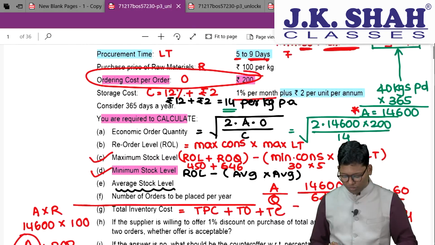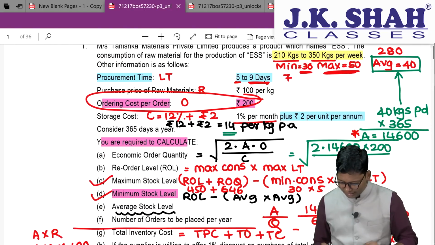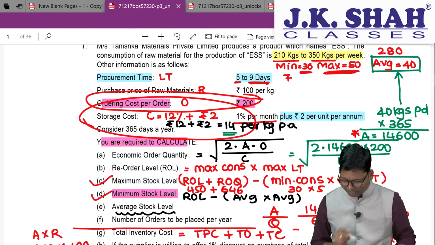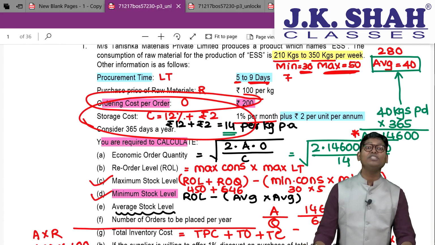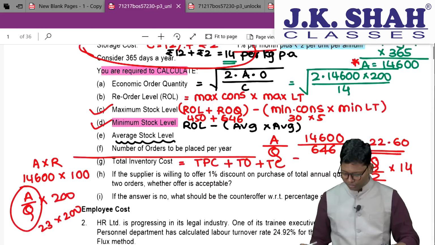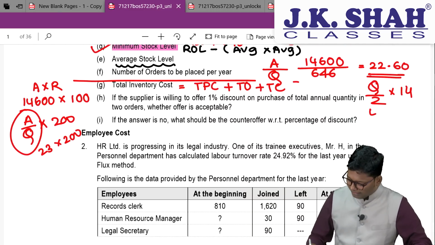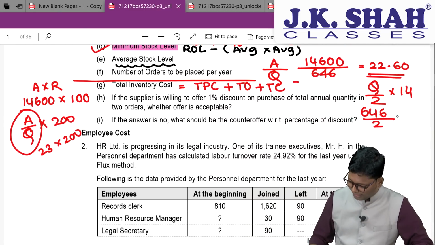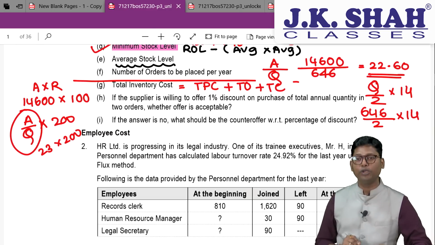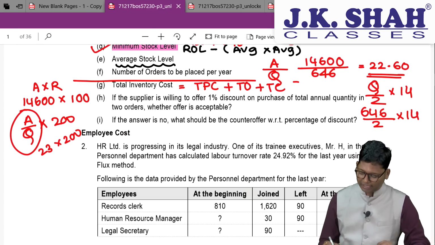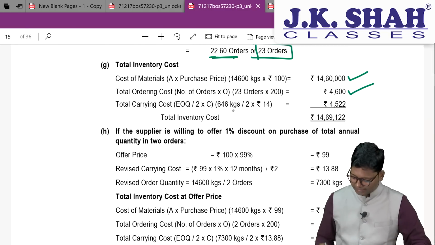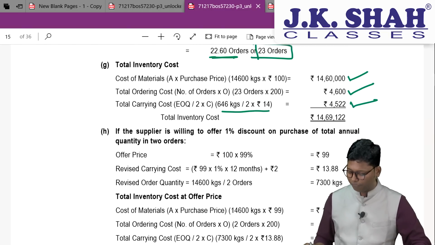So, from where did you get this 14 rupees? 14 rupees was computed by us while discussing the storage cost. So, storage cost is 14 rupees. Each order contains a quantity of 646 kgs. You should divide it by 2, and then multiply it by 14, and you will get your carrying cost. And see here, carrying cost is computed as 4,522.